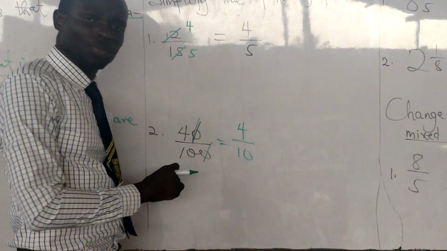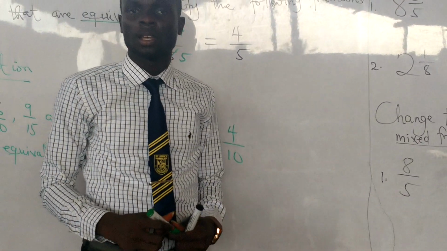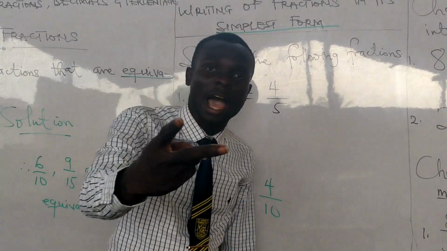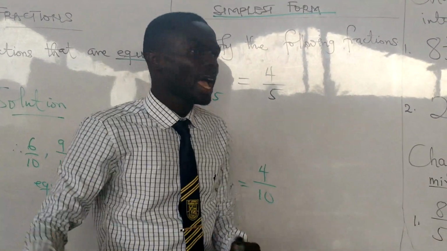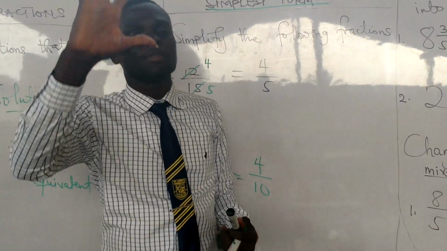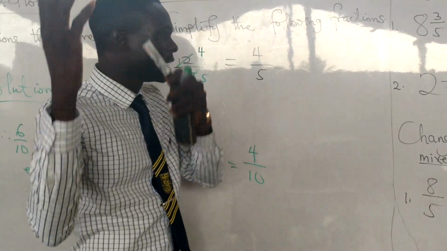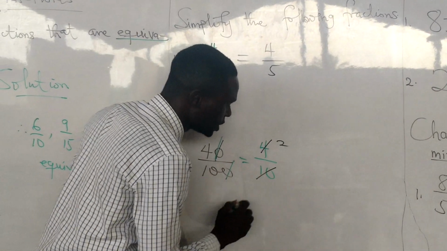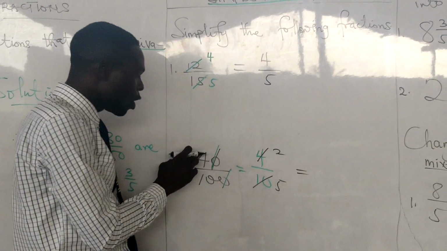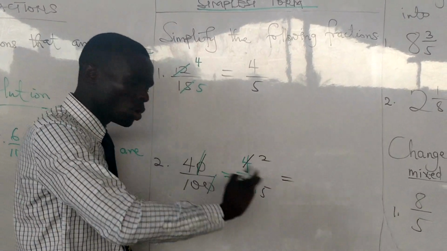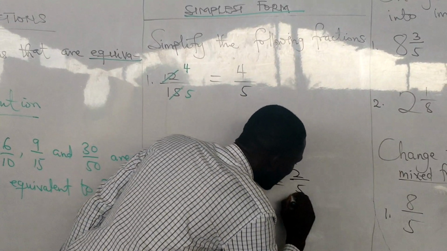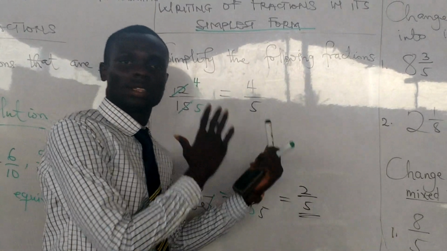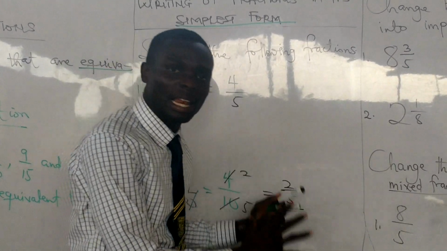Now what can go into 4 and also go into 10? We can use 2. How many times will 2 go into 4? 2 times, because 2 times 2 is 4. And how many times will 2 go into 10? 5 times, because 2, 5, 10. So I'll say 2 into 4, 2 times, and 2 into 10, 5 times. So 40 over 100 in its lowest form is 2 over 5. And there is nothing I can do about this. So I'll leave my answer like this.